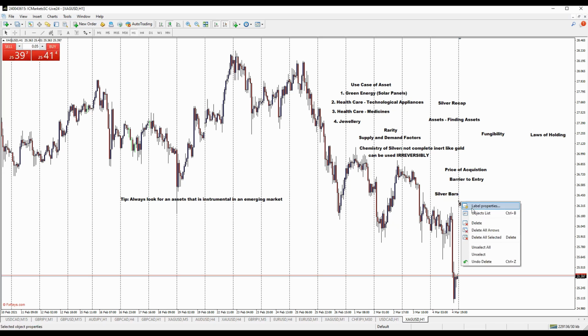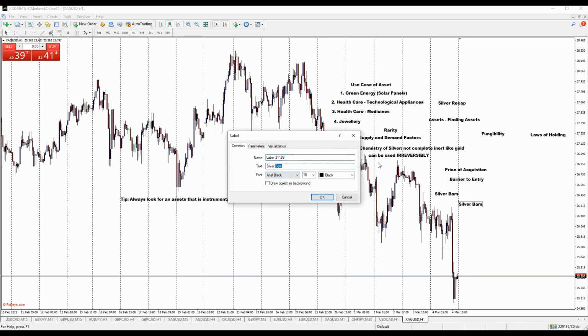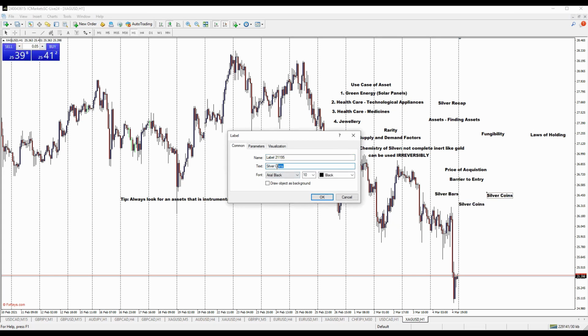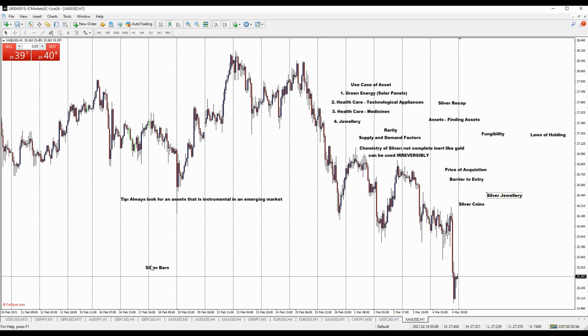And then you can get silver coins. And then also silver in the form of jewelry. So I think what I'll do, let me bring this out over here because we do need a bit more space than what we have. So I'll put this here: silver bars, silver coins, and silver jewelry.